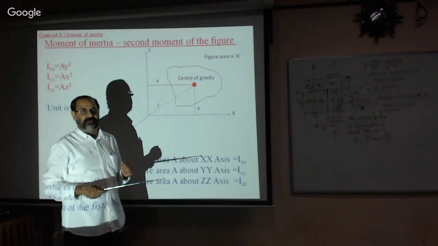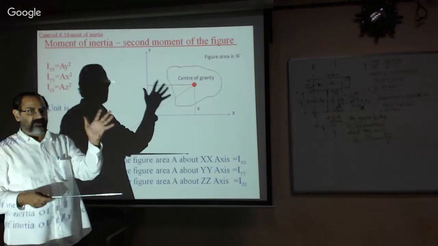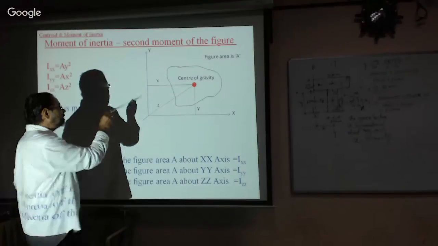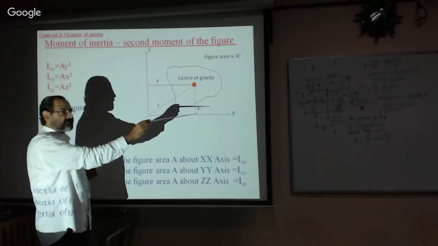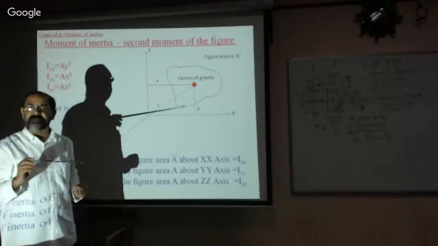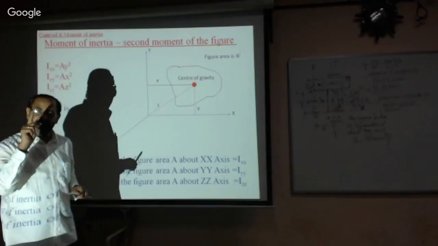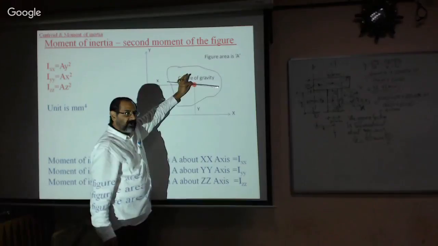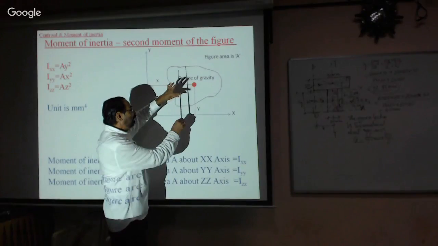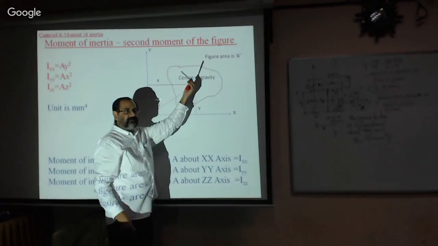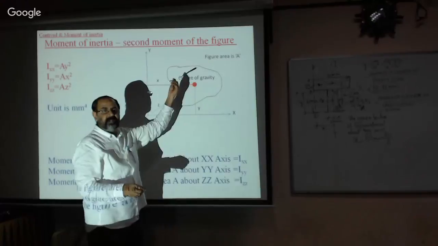Any figure you take, any section, any plane figure, has a centroidal axis. Now is this the centroidal axis? No, this is not the centroidal axis. X, Y, Z are the reference axes. Centroidal axes are different: X-X centroidal axis, Y-Y centroidal axis, Z-Z is the centroidal axis of the figure. Please note the difference.